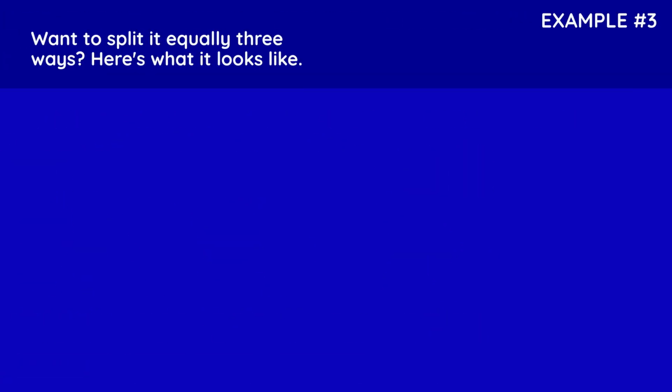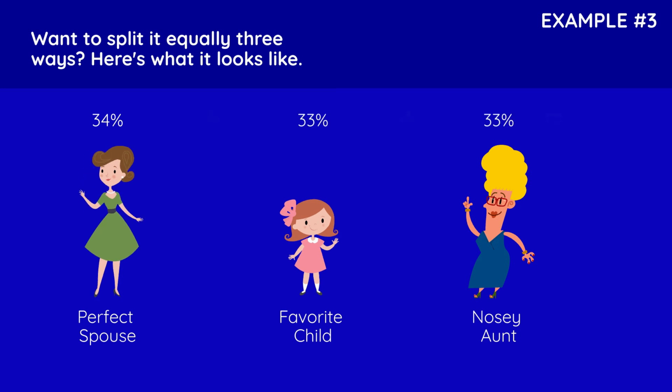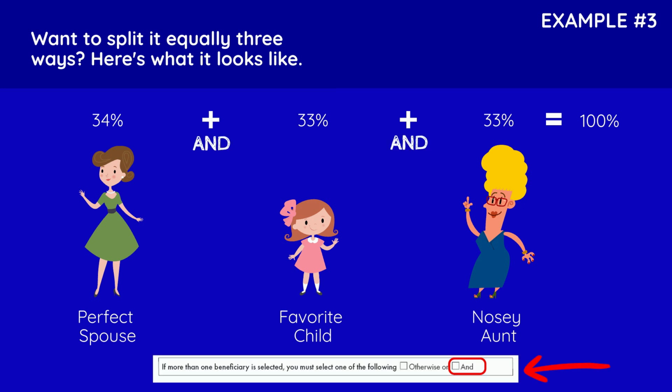What if you want to split it equally 3 ways? Here's what that looks like. One person must get the biggest slice of the pie. Let's give perfect spouse 34%. Both favorite child and nosy aunt will then get the leftovers with 33% each. In the end, this adds up to 100%. Don't forget to mark off those And boxes too.